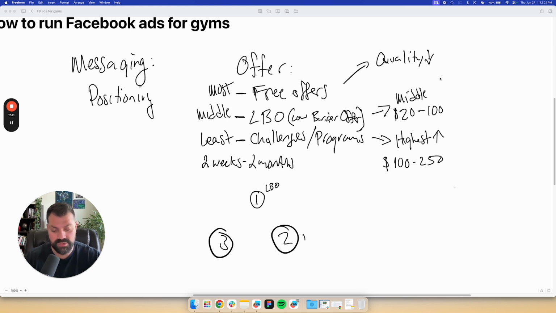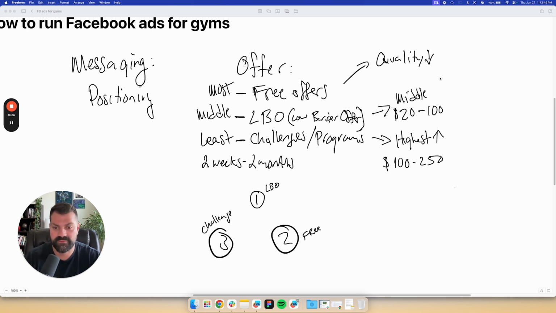Or you could do LBO, LBO, LBO, different price points, different length of time, right? So your first LBO could be like a 1 month long trial. Your second LBO could be a 2-week trial. Your third LBO could be a 6-week trial. I don't know, something like that, right? But it doesn't matter. You pick them, you test them, and see what works best for your location.